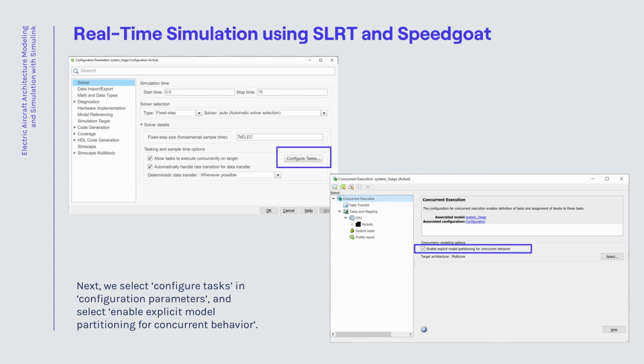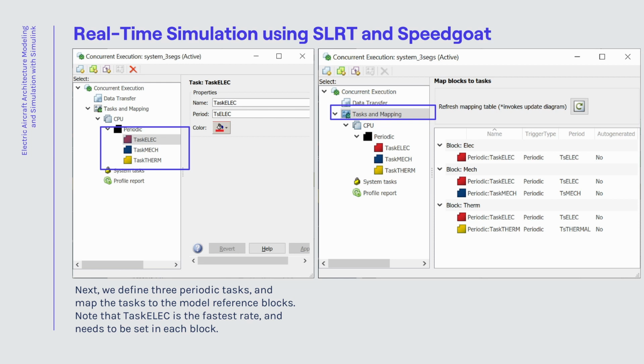Now that we have configured our model, we can go into configuration parameters and we can configure tasks and then select enable explicit model partitioning for concurrent behavior. Once we have done that, we can explicitly define periodic tasks. So we define three tasks in this case: task elec for the electrical system, task mech for the mechanical system, and task therm for the thermal system. A really important thing to note here is that your fastest rate needs to be set in each block.